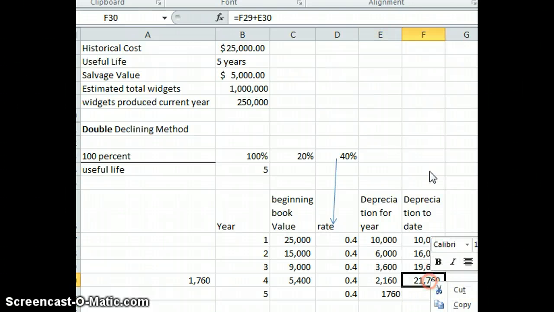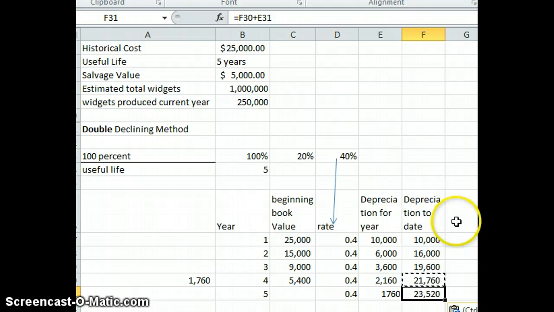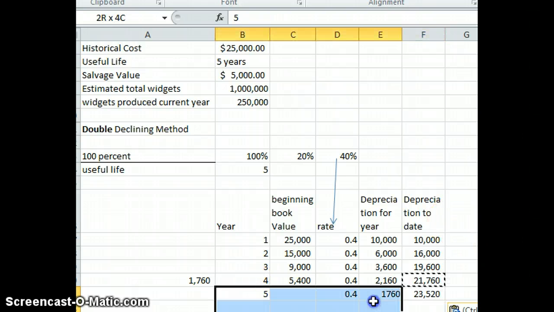So I'll just copy this formula down. So you can see that we're not depreciating beyond our $20,000 there for our double declining method, and in year 5 we'll take into account salvage value.